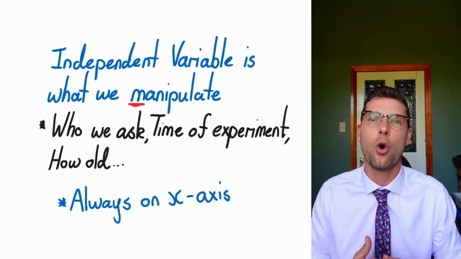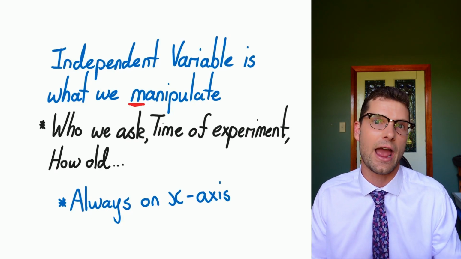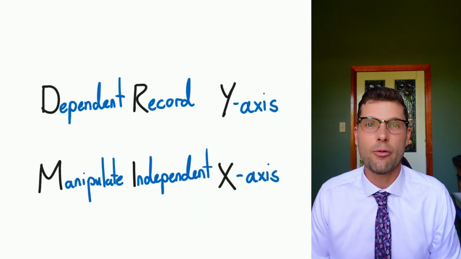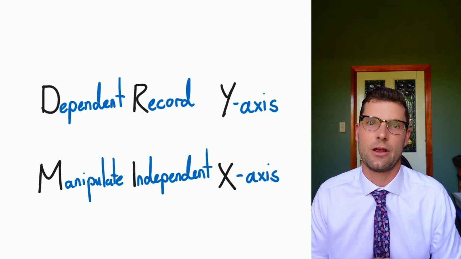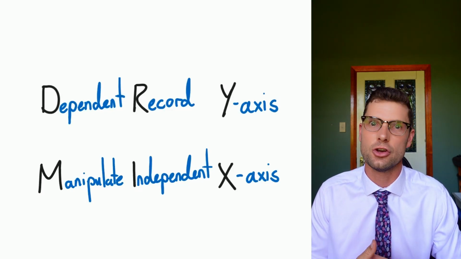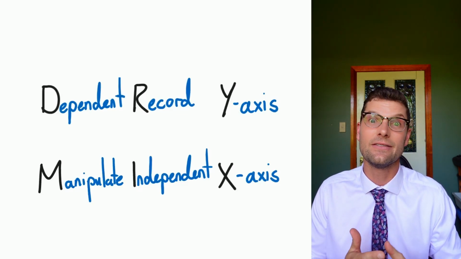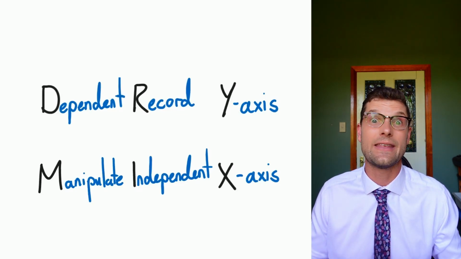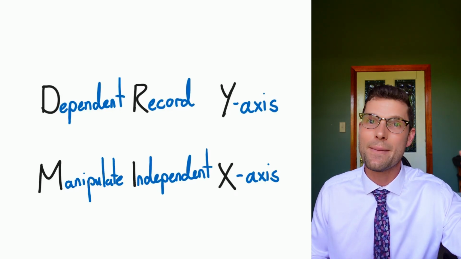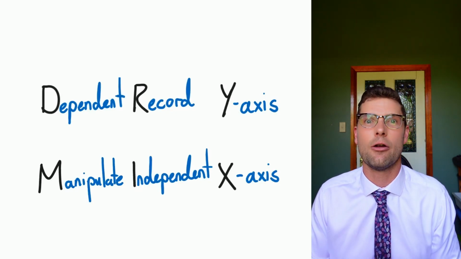Dependent is what we record. Independent is what we change or manipulate. The way that I remember these two is that the dependent variable is what we record and goes on the y-axis. So I call that dry. And then we manipulate the independent variable, and that goes on the x-axis. So I remember dry mix, and that's all I remember.